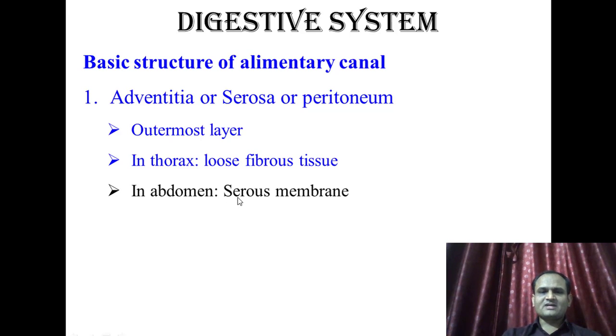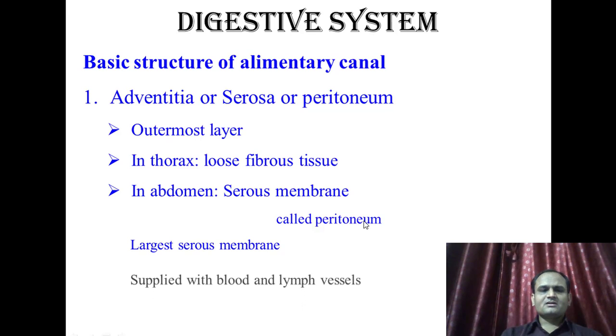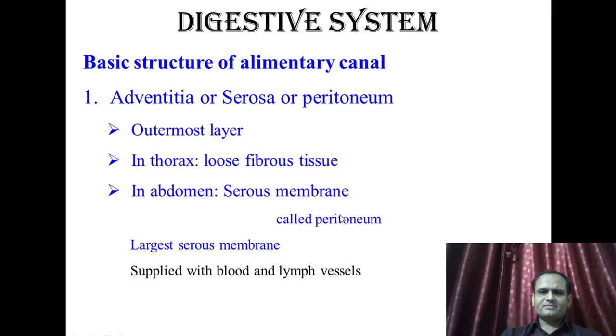So in the abdomen, it is known as a serosa. In the abdomen, it is known as a peritoneum. So in the abdomen, the serous membrane is called peritoneum, as I said earlier. It is the largest serous membrane. What is the peritoneum? The peritoneum is considered the largest serous membrane, and this is a membrane which is supplied with a large number of blood and lymph vessels.